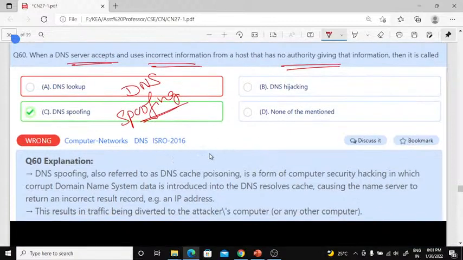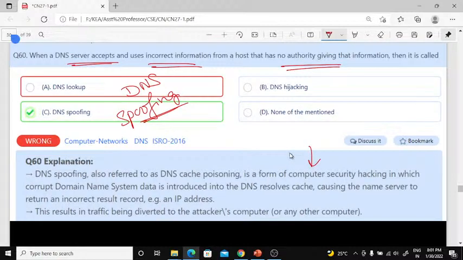DNS cache poisoning is a form of computer security hacking in which corrupt domain name system data is introduced into the DNS resolver's cache, causing the name server to return an incorrect result record.